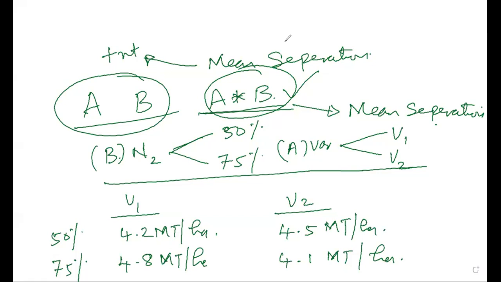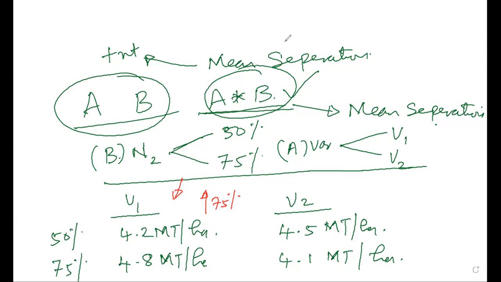Right. Now, in this first case, if you consider variety 1, which nitrogen combination is better? I simply take this example, right? Which nitrogen level is better among these two? 75%. 75% is better here. High yield from 75%. Wait, this is the example I took. Otherwise, I will take another example.